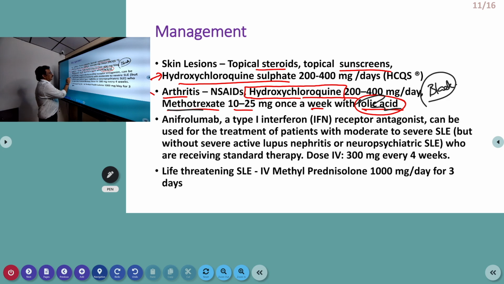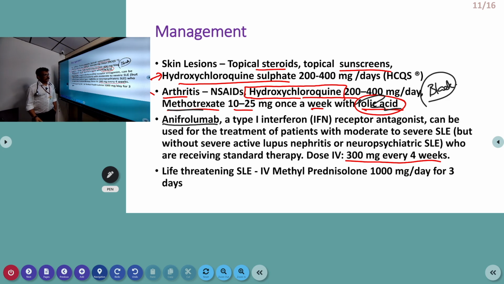Then anifrolumab is another important drug. It is an interferon receptor antagonist and can be used for the treatment of patients with moderate to severe SLE. So if there is no active disorder, like a very severe active disorder, we cannot give anifrolumab. The dose is 300 milligram IV every 4 weeks.